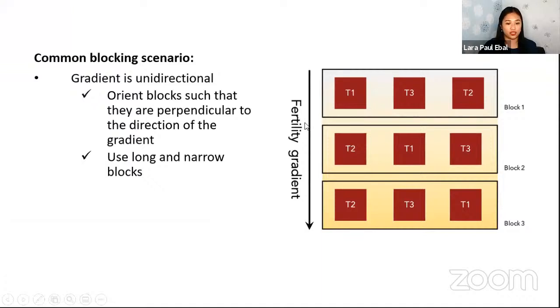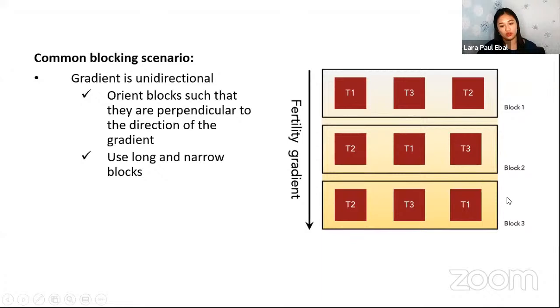Just to illustrate, this is a picture of a single gradient, for example, a fertility gradient. As you can see, say the first row is less fertile compared to the last row. Can you follow? So the level of fertility differs across rows. If you have that situation in the experiment, you have to consider blocks here, wherein block 1 has the same level of fertility, for example, block 1 having a less fertile part, and then block 3 with the most fertile part.